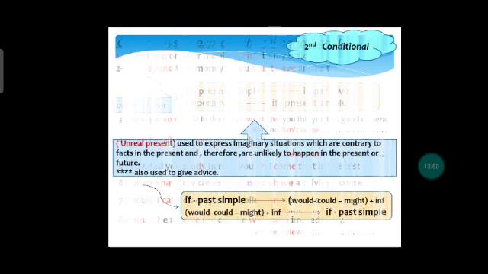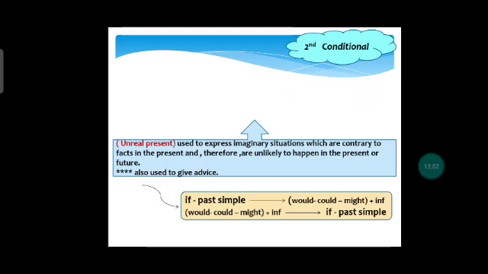Okay? Now we're going to have the second conditional. We use the if second conditional to talk about something which is very unlikely to happen in the present or future. If we took the car, we would pay for parking. If we took here is past simple tense, and the main clause is subject plus would or could or might plus infinitive.